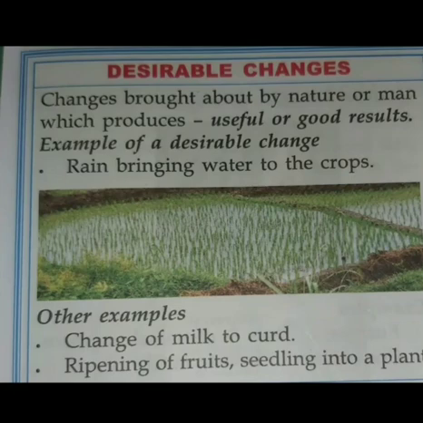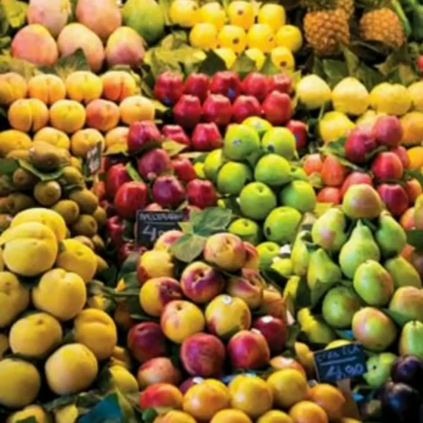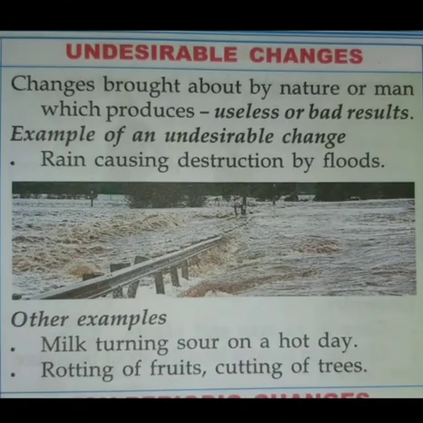undesirable changes. For example, you can say that rain brings water to the crops, or the change of milk to curd, or ripening of fruits, or seedling into a plant. These are all favorable for human beings. These are beneficial to human beings. Milk, that means curd from milk. So these are the desirable changes. Here you see the example, ripening of fruits. This is favorable for human beings. So this type of change is known as desirable changes.